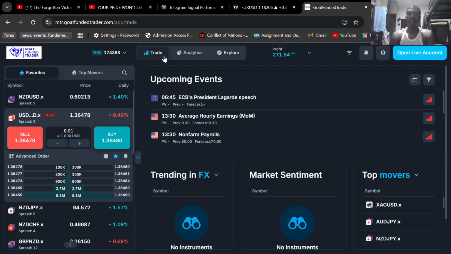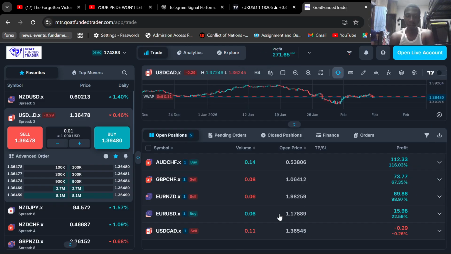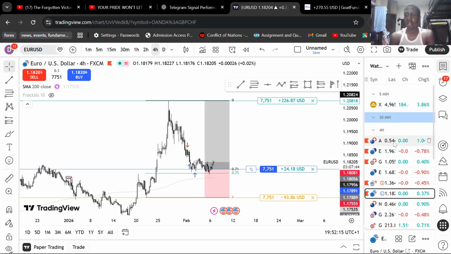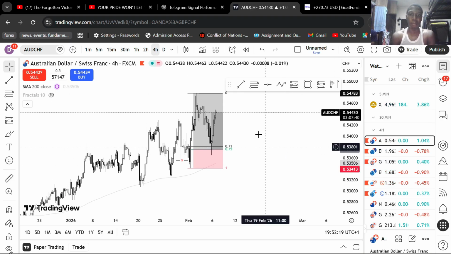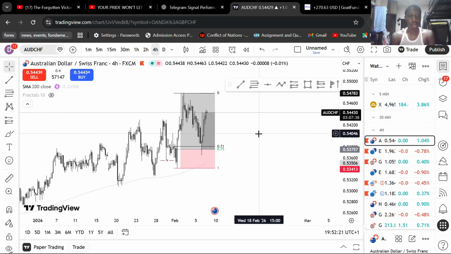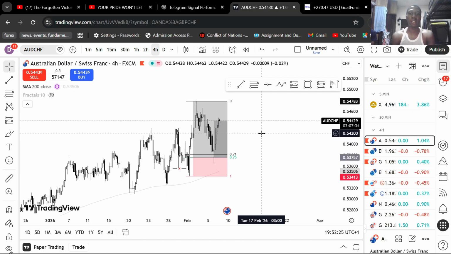You can see currently up 5% in profits, and these are the trades I mean: ADCHF, GBPCHF, Euro NZD, Euro USD, and USD CAD. So let's do the first one, ADCHF. This is a very clean setup. Now, how the swing trading strategy works is basically buying low and selling high.